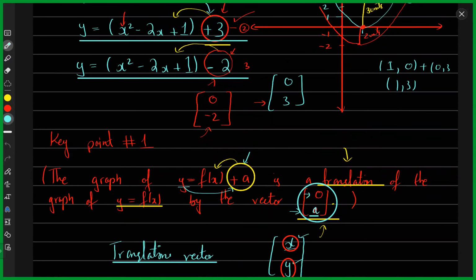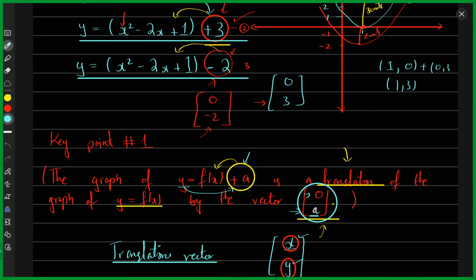Okay, key point number one, this is basically for translation. The graph of y equals f of x plus a is a translation of the graph of y equals f of x by the vector (0, a). You need to understand, when would the translation vector be (0, a)? Whenever you move your graph a units up. Okay, a is for y. Whenever we are translating along the y-axis, either the graph would move up or it would move down. So for that, you need to add a in the actual function as well.